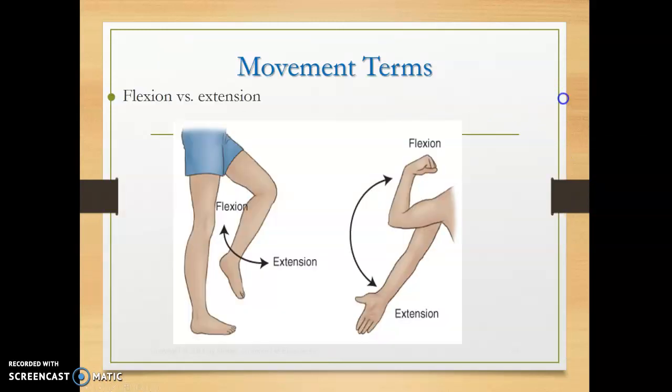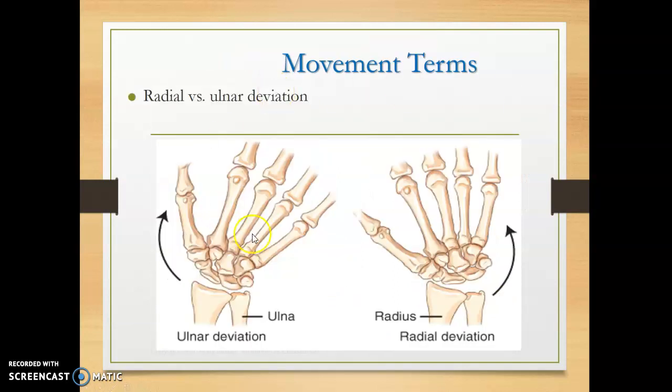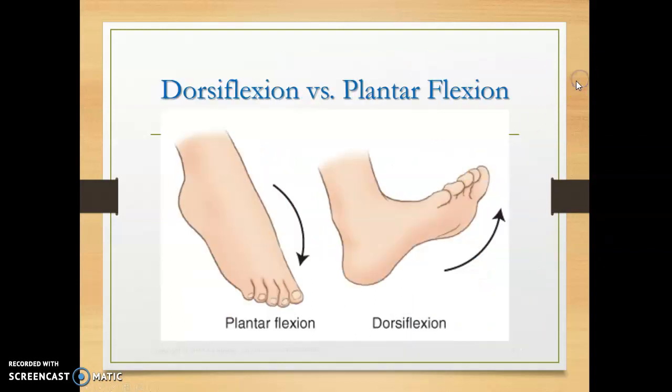Flexion and extension. That's pretty basic, right? Ulnar deviation, radial deviation. It's in the word. So ulnar deviation, the wrist deviates towards the ulna. Radial deviation deviates toward the radius. These are for feet. So dorsiflexion is bringing the toes up towards the ceiling. Plantar flexion, toes down. It kind of reminds me of ballerina toes.